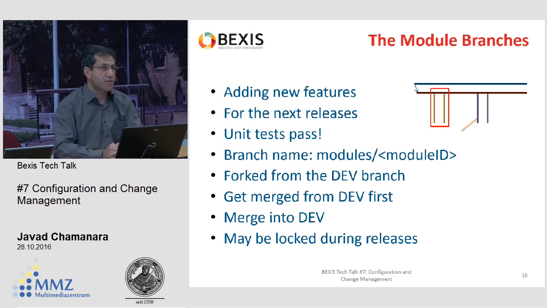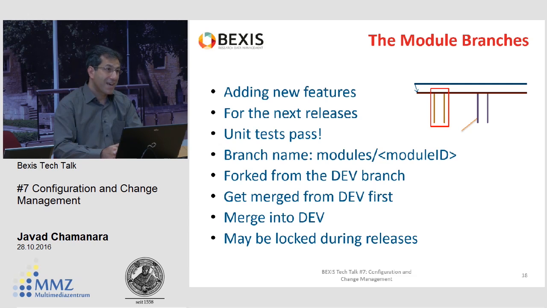Modules are forked from the dev branch, which means they will get updates from the dev branch if there is any update, and they also merge their changes to the dev branch when they have the proper quality level. The policy here is to get merged from dev first. Every time that you are going to merge something to the dev, you have to get merged from dev first, because maybe other developers have developed something. In that case, you should get all those changes, test everything on your branch, and if it's safe, then merge your changes also to the dev.